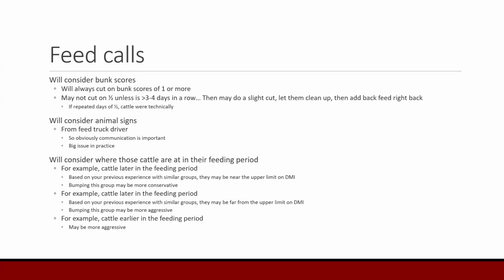Compared to animals that are just starting out on feed, maybe you know from previous experience they have a long ways to go, and you know that based off of similar groups of cattle that you fed, maybe earlier in the feeding period you want to be more aggressive.